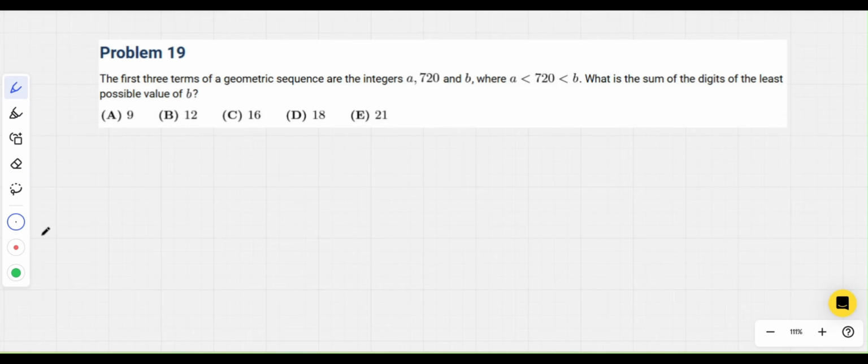In this video, I will be explaining my own solution to the 2024 AMC 10A problem 19. So this problem states, the first three terms of a geometric sequence are the integers a, 720, and b, where a is less than 720, which is less than b. What is the sum of the digits of the least possible value of b?